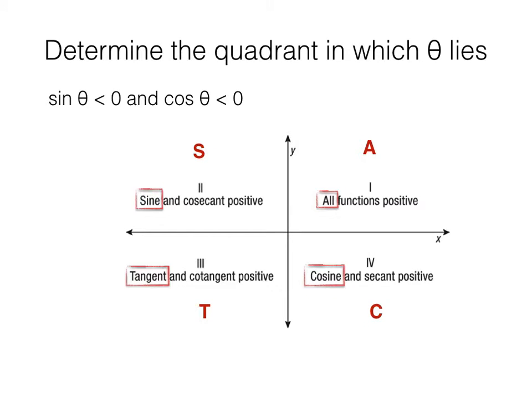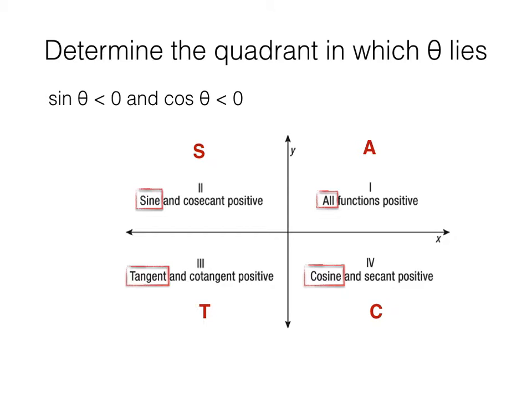And so what we do sometimes is we try to have memory devices to help us remember this. Some people start with the phrase, all students take calculus. They're in the top right quadrant, quadrant 1, and then they just go counterclockwise around. Quadrant 2, 3, and 4, all students take calculus.